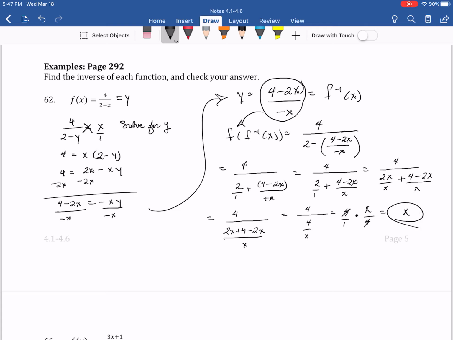x. Since we found f of f inverse of x and we got x back out of it, that's exactly where we started. This answer matches where we started. We are convinced that we have inverse functions.